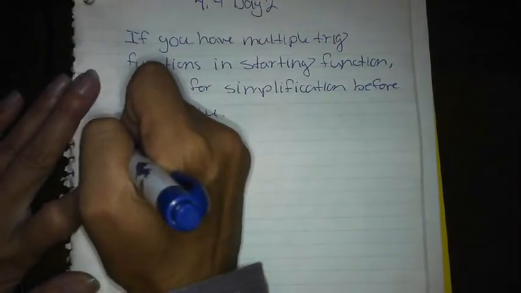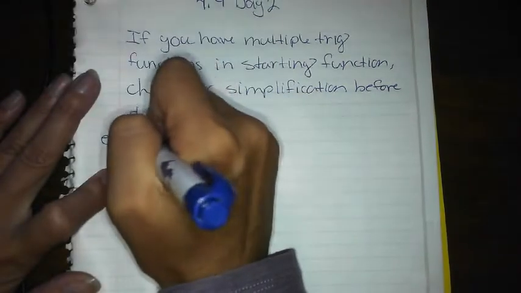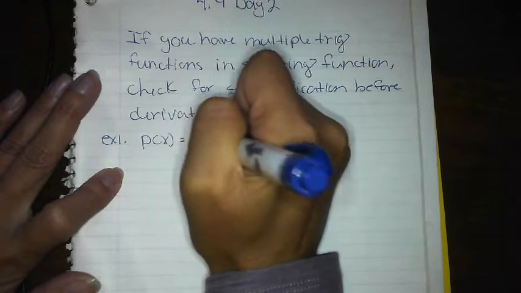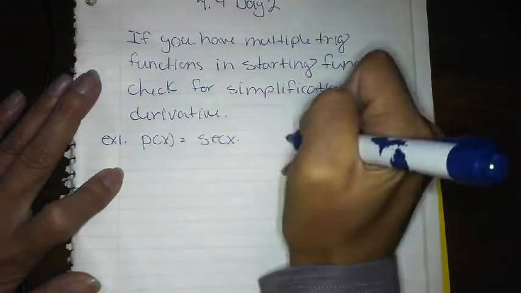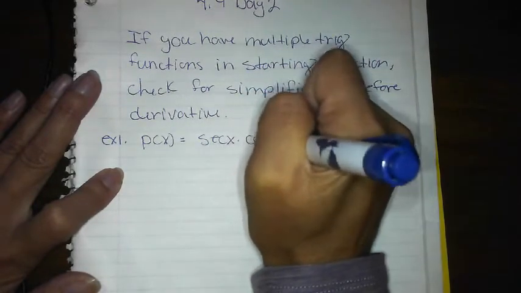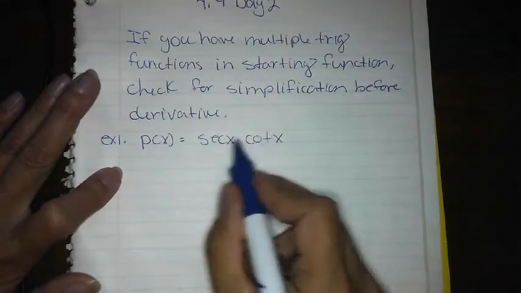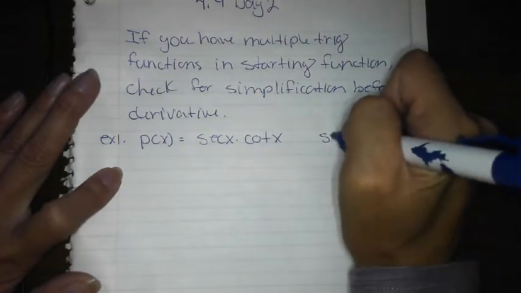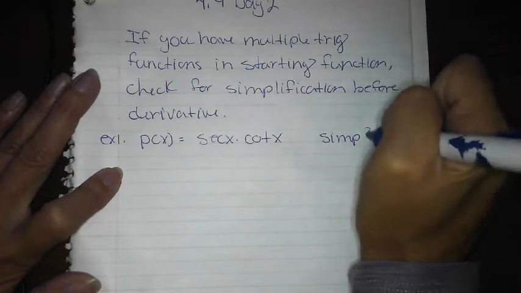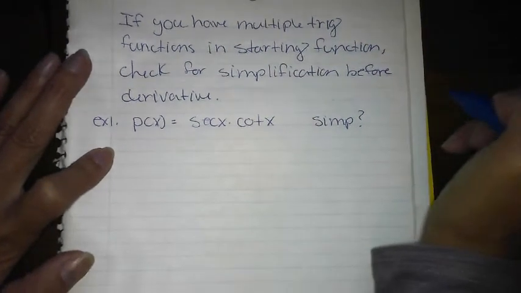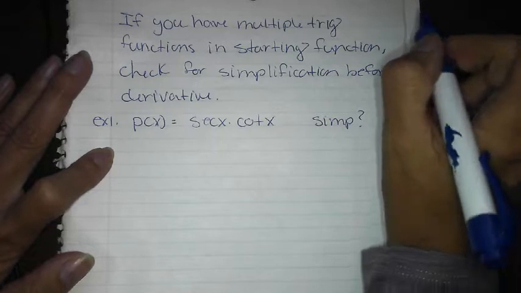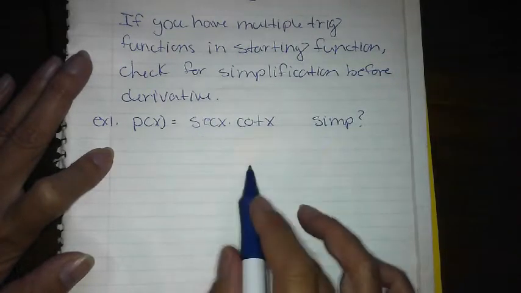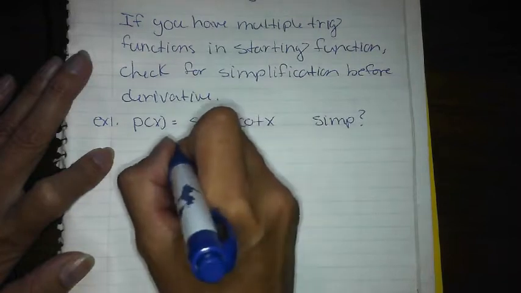So first one, p of x equals secant x multiplied by cotangent x. So again, 2 different trig functions in our original function. Does this simplify? Well, we're going to find out. Remember, our one rule of thumb we could follow was we would switch everything out into sines and cosines. Let's see if anything cancels.